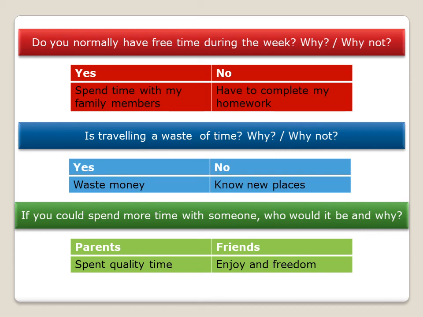And for question number 3, if you could spend more time with someone, who would it be and why? Here I've given you 2 sample answers. The first one, I could spend more time with my parents. Why? Because I can spend quality time with my parents. If you say you want to spend your time with your friends, your sample reason could be you want to enjoy and have freedom with your friends.